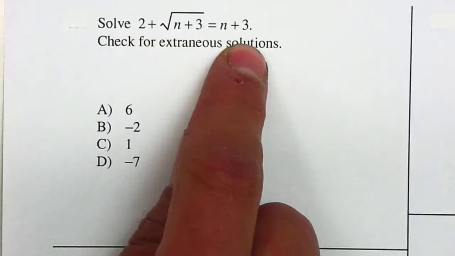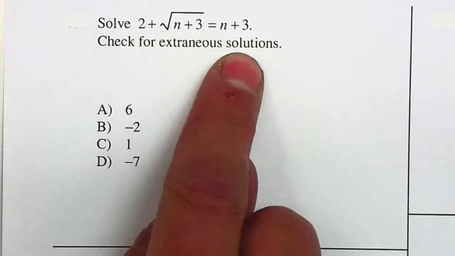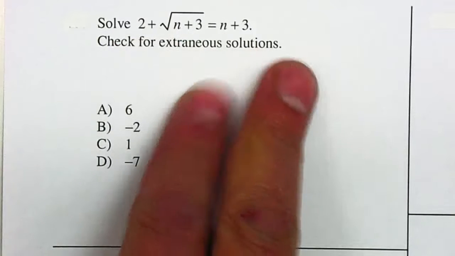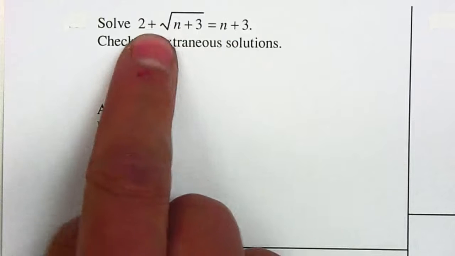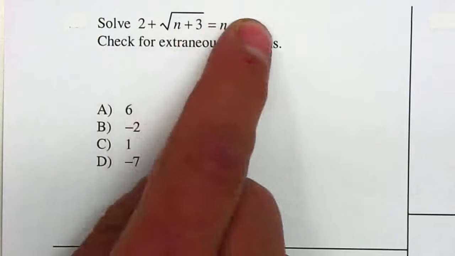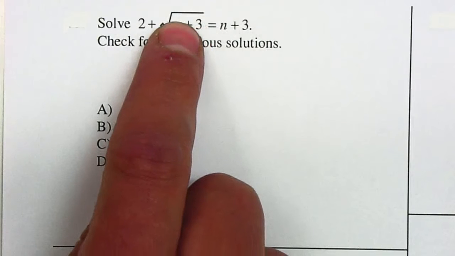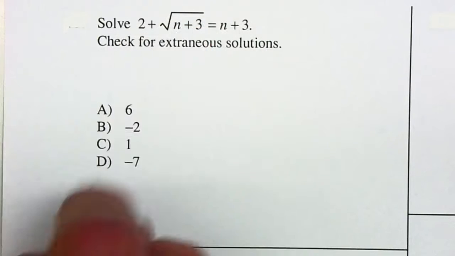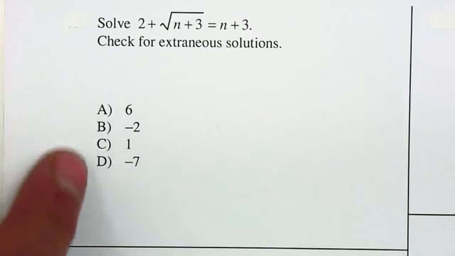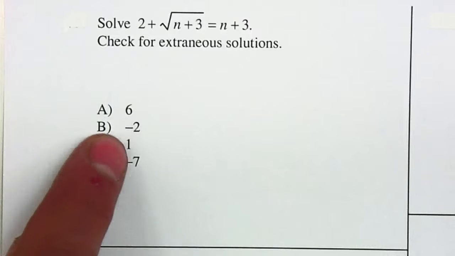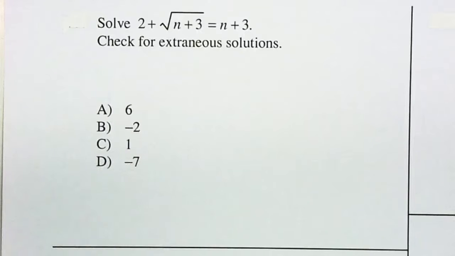Solve the following equation and make sure that you check for extraneous solutions. There are two ways to solve this problem. One way is to move the 2 to the right-hand side, then get rid of the square root and solve it. But since they give you all the solutions, you can just go through and check each one of them. And that's what we're going to be doing.